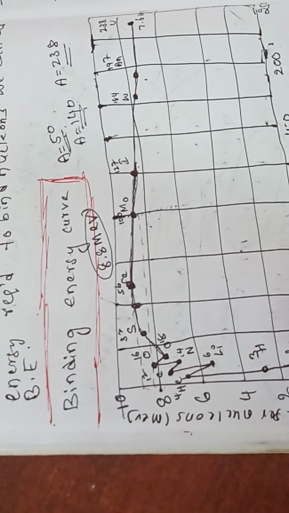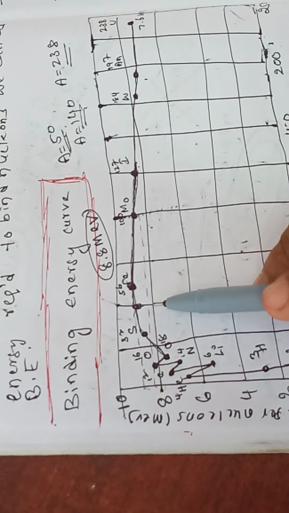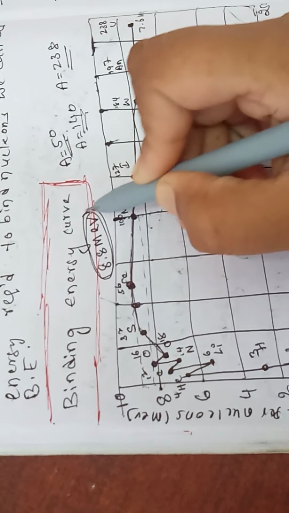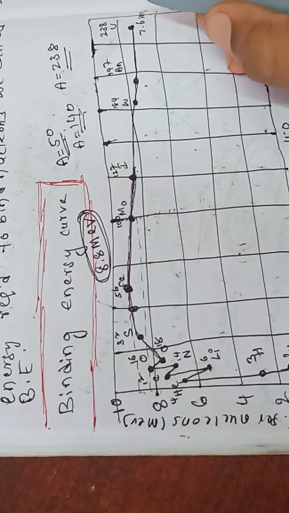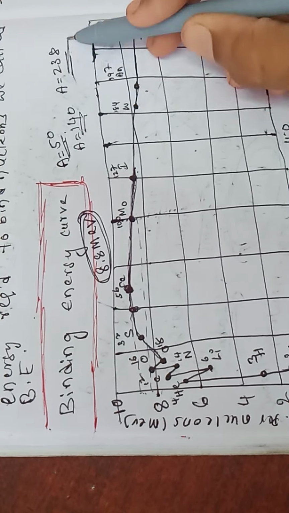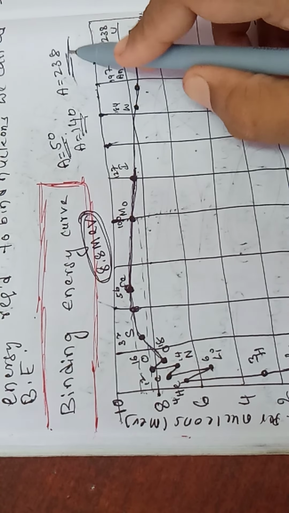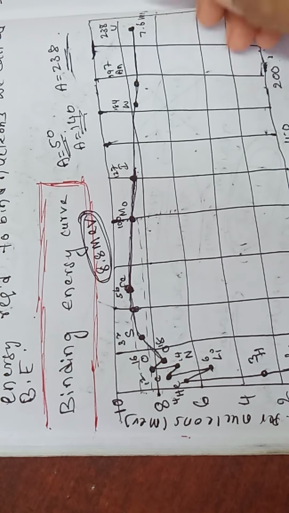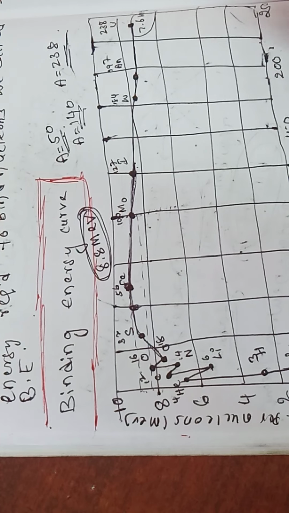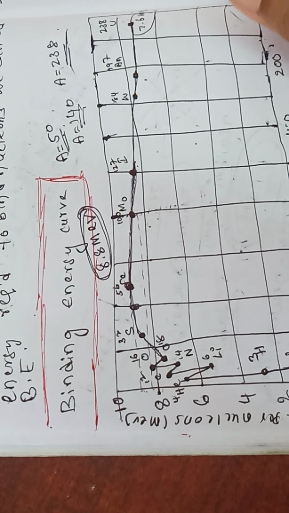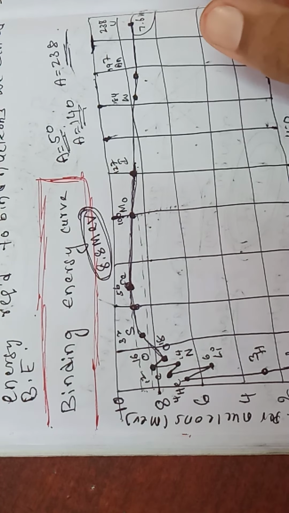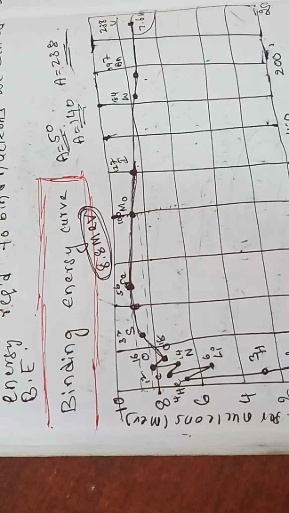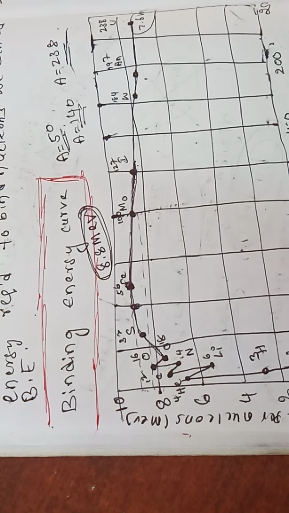So here it is giving the binding energy values. The maximum binding energy value is 8.8 million electron volt. As mass number increases, the binding energy decreases, and at nearly uranium 238 it becomes 7.6 million electron volt. And the maximum binding energy, 8.8 million electron volt, we get for iron.